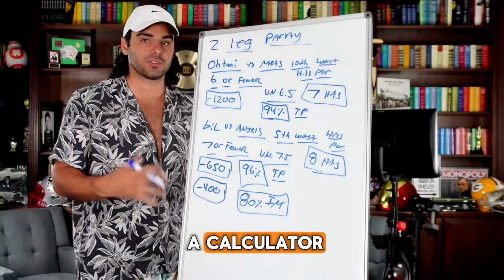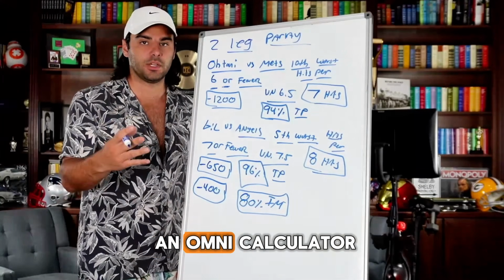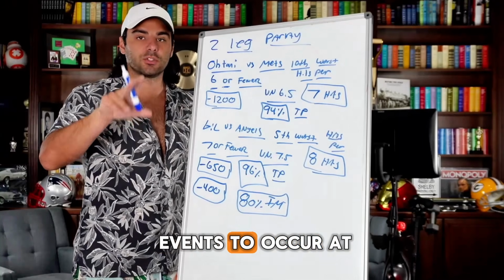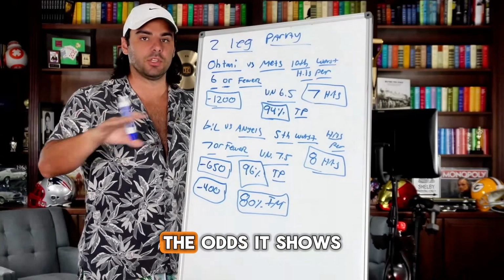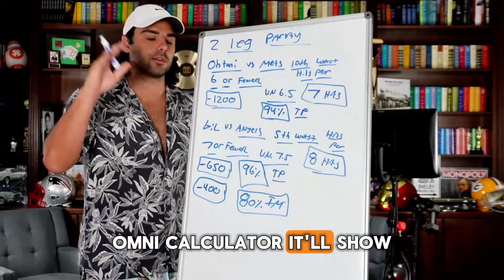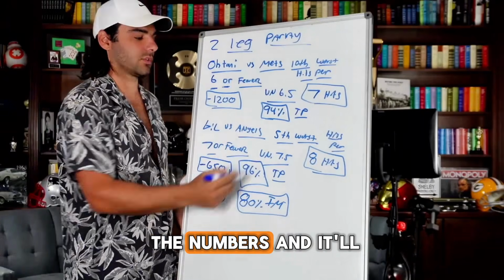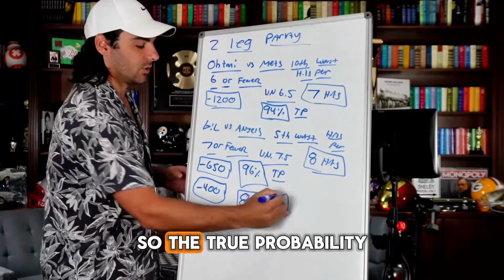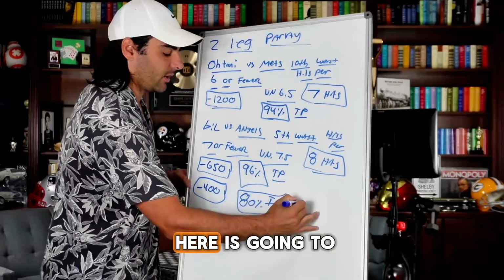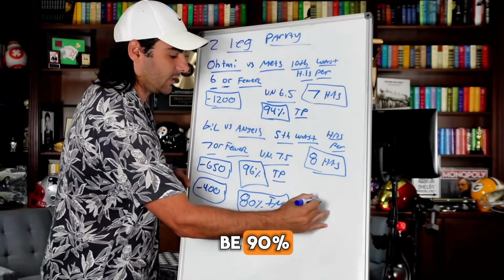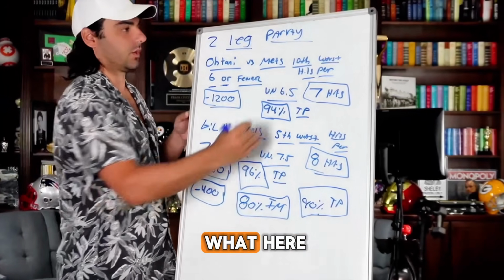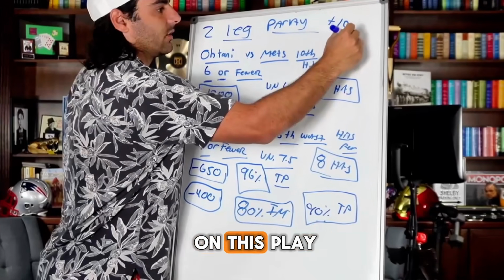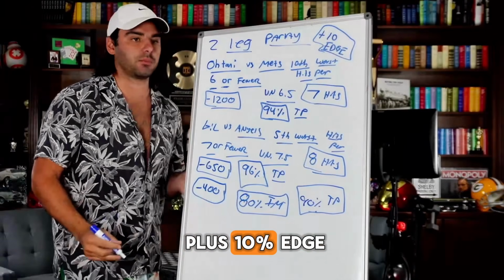I use a calculator, it's a simple calculator. It's called an Omni calculator. Literally go into Google, you put the 2 events to occur at the same time, the odds, it shows Omni calculator, you just plug in the numbers and it'll show you the percent, okay, the true probability percent. So the true probability of this 2-leg right here is going to be 90%. So that gives us what here? A plus 10% edge on this play, okay? We've created a plus 10% edge.